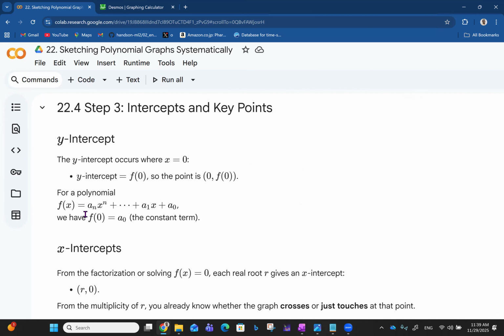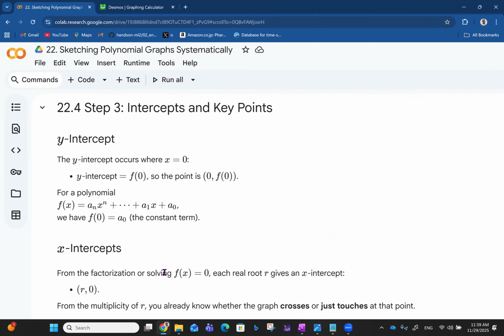So for a polynomial, f of x equals a n x raised to n plus all of this up to a1 x plus a naught, we have f of 0 is simply a naught, because every other term goes to 0. That will be the constant term. So the constant term in any polynomial is your y-intercept, basically. Even without doing anything, just take the constant term out, and that's your y-intercept. So that is 0, comma a naught.